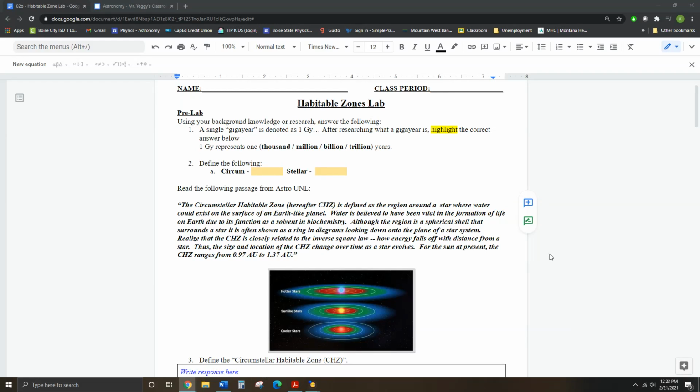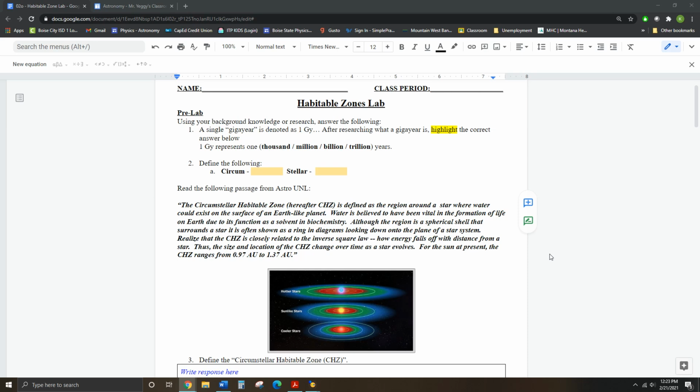Hey there, everybody. If you are watching this, it is sometime between February 23rd and February 26th. During this time, if you are virtual, you will be working on this lab. So again, this is only for virtual students, and you'll be working on this both of your virtual days through this week. This lab is the Habitable Zones Lab.